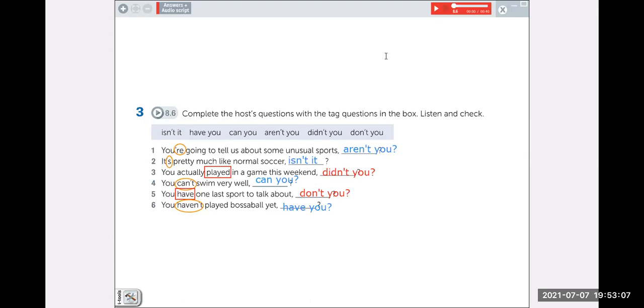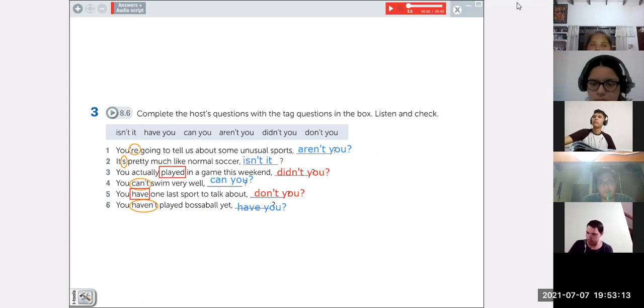Teacher, en esa de poner el con aren't, si está en negativo, se queda con am I. Yes. Si está negativo, sí. For example, I am not her cousin. Am I? Ok, porque aquí está la forma negativa. Okay.